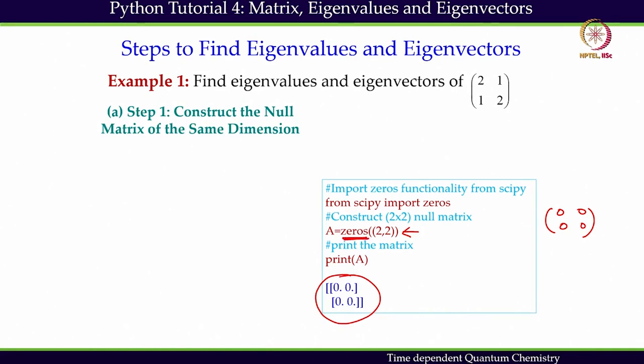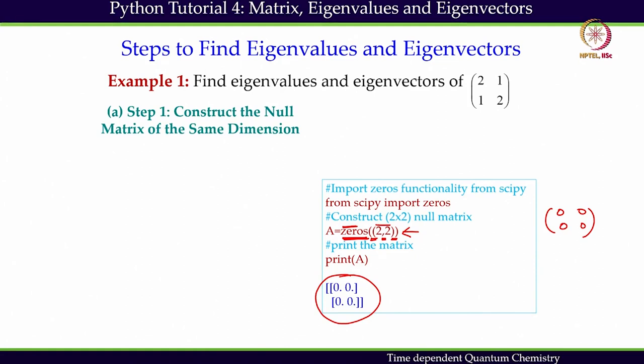In the zeros functionality, remember that we are using a comma here to show the dimension, and we have double brackets here, one bracket for the zeros and another bracket to show the dimension of the matrix. So these are the two things which you should remember. We should not get confused by the notation.